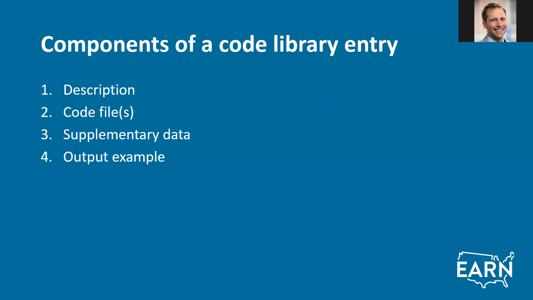So next, I'll go through the components of any code library project that's going to be on the website. There are four components, and these are the files that are literally going to be on the website that you'll be able to download for each project. The first is a description document. This is just a Word document or a text file that describes the project, describes the data that's being used, and goes through any instructions that are necessary to run the code effectively. The second component are the code files themselves, either the Stata do files or R scripts or R markdown documents that are being used to execute the code.